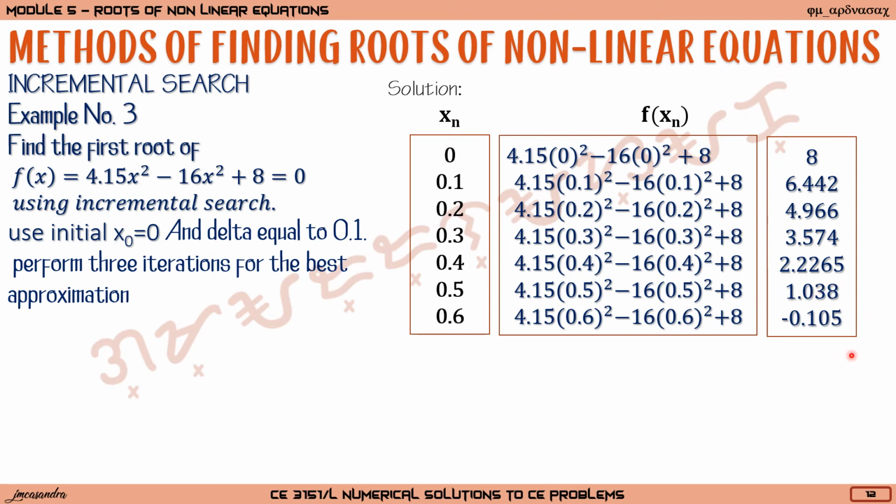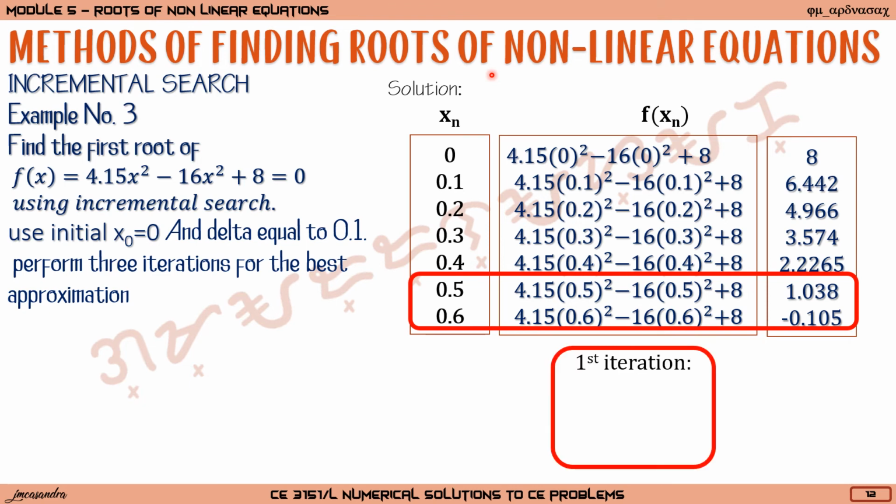Ayun, nagkaroon ng change in sign. So, meaning, for our first iteration, there was a change of sign. So, we could say that the root now, or the first root of our given equation is at 0.5 plus 0.6 divided by 2, or that is equal to 0.55. Pero again, we are required to have 3 iterations to have a more accurate value or solution.